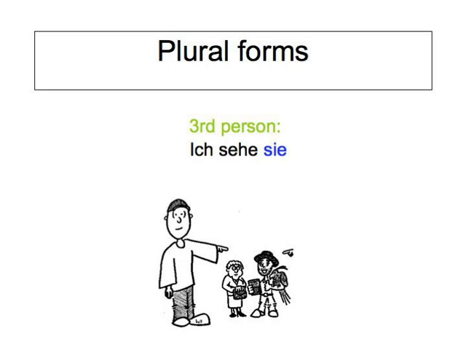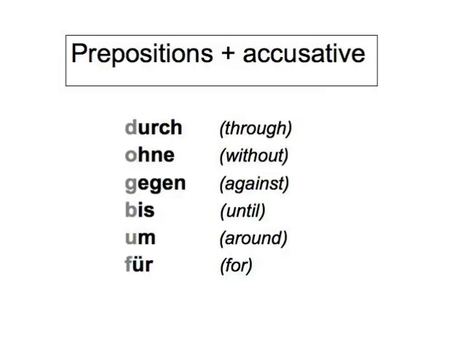Okay, one more thing. All German prepositions are followed by a case. Prepositions are the little words like in, on, around, through, or at. They're called prepositions because they're positioned before a noun or a pronoun. In the house, around the corner, I look at her. There are some prepositions which are always followed by the accusative case.